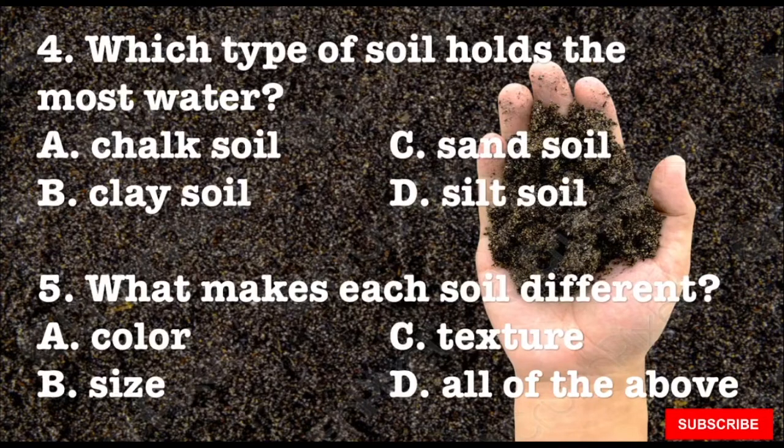Number 4. Which type of soil holds the most water? A. Chalk soil. B. Clay soil. C. Sand soil. D. Silt soil. Number 5. What makes each soil different? A. Color. B. Size. C. Texture. Or D. All of the above.